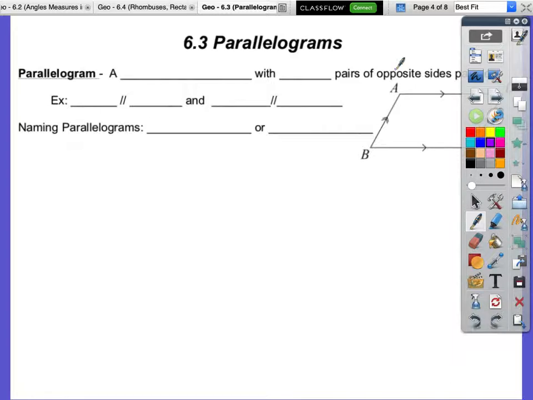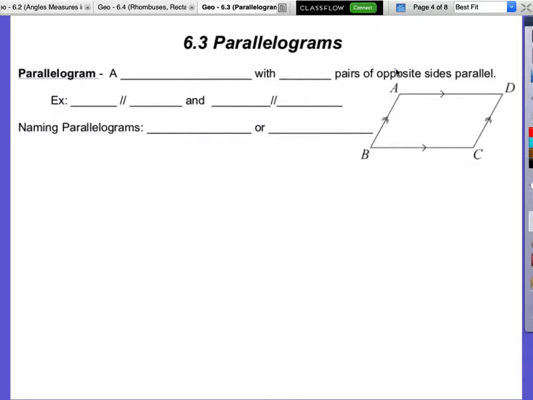Sure thing. Okay. Hey, so SWBAT: students will be able to define and identify parallelograms and find measures, section 6.3. This is a lesson we started last week. We're going to finish up today here. So we talked through a lot of this.